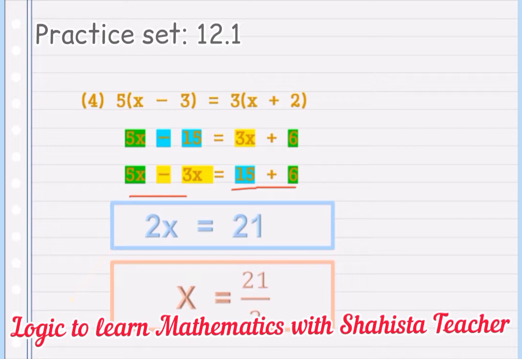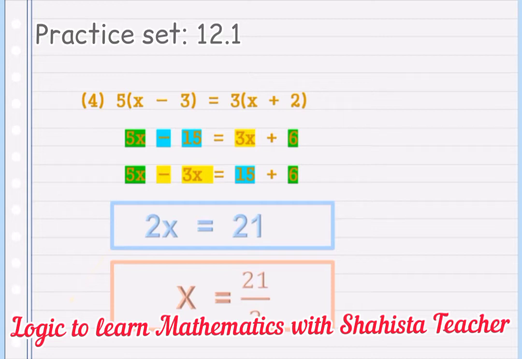Is that clear, my dear students? So simple, na. Similarly you have to do like this. Okay, so x is equal to 21 numerator and 2 is the denominator. So 21/2. Okay, so this is your final answer. X is equal to 21/2. Is that clear, my dear students? Like this you have to solve this kind of sums.